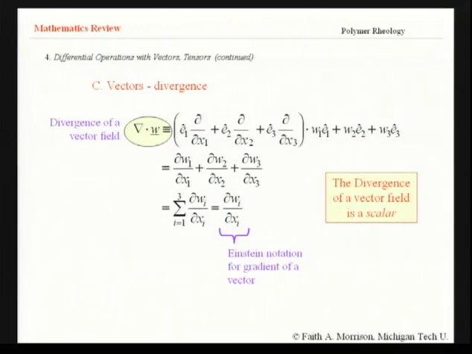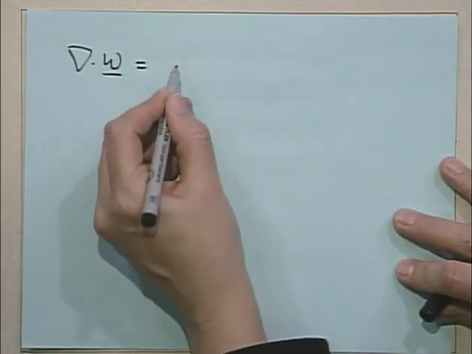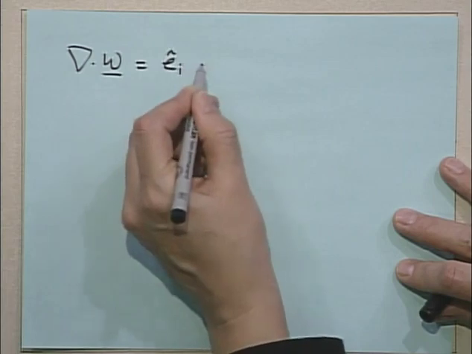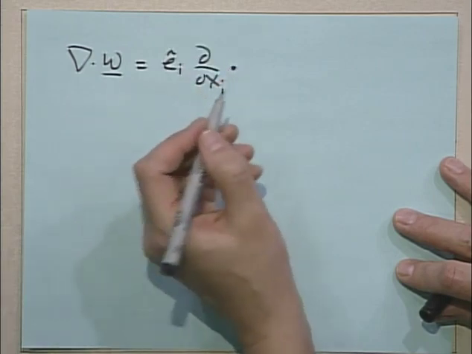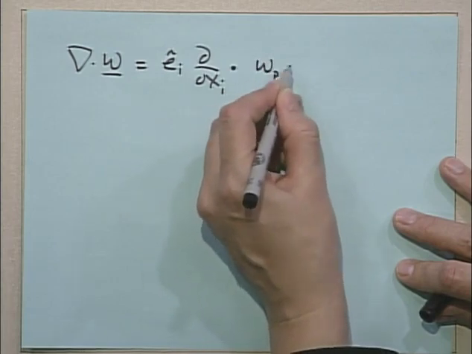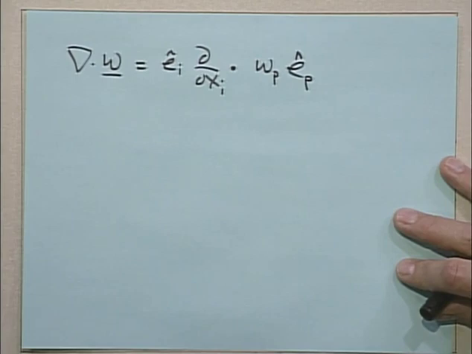Now, we also have the option of dotting del with a vector. Let's try that using Einstein notation. So we have del dot W. We already know how to do this. We just have to be careful. The del we write as ei d by dxi dot, and then the W we write however we feel like it, wp ep. I'm choosing p.